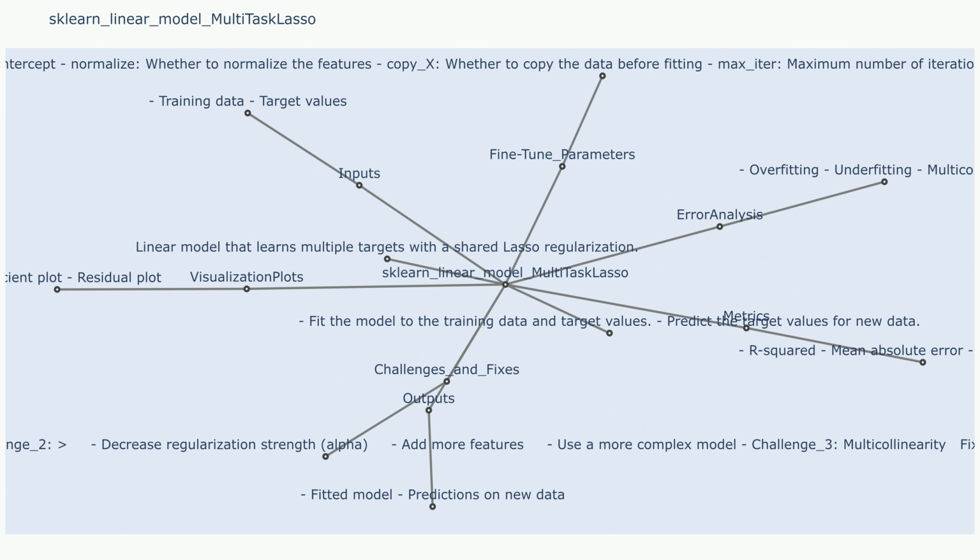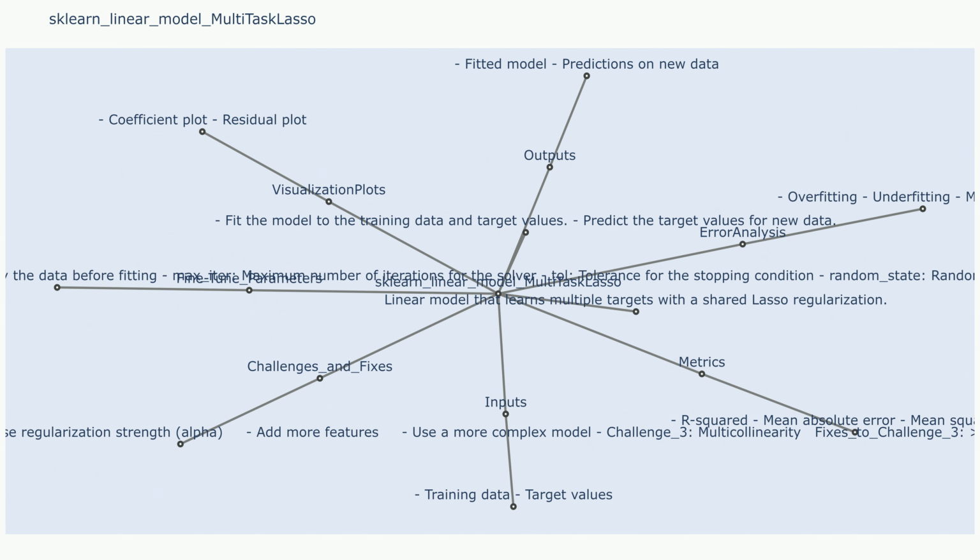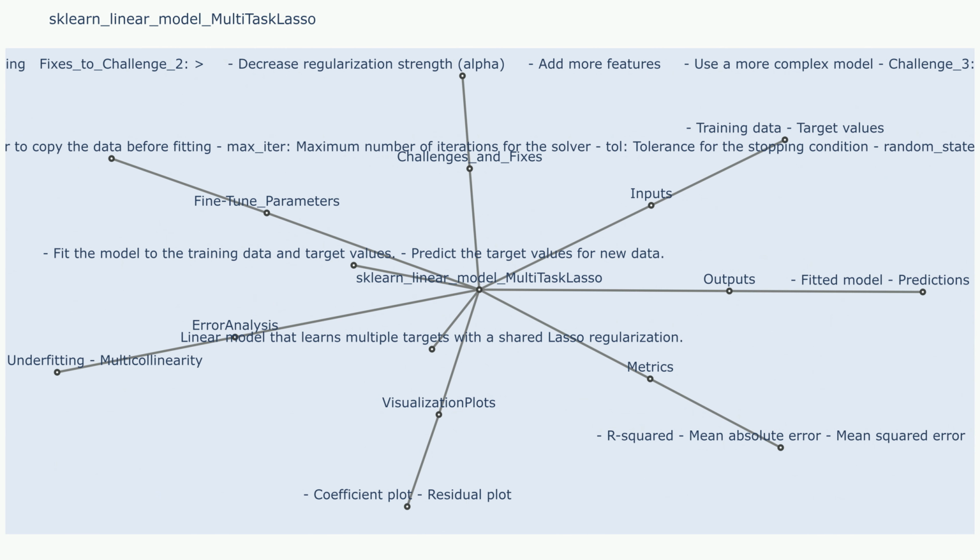Visualization plots. A coefficient plot visualizes the learned coefficients for each feature and task. A scatter plot plots the predicted values against the actual target values for each task. Fine-tune parameters. Alpha, the regularization strength. Higher values lead to more sparsity. Fit intercept, whether to fit an intercept for each task.